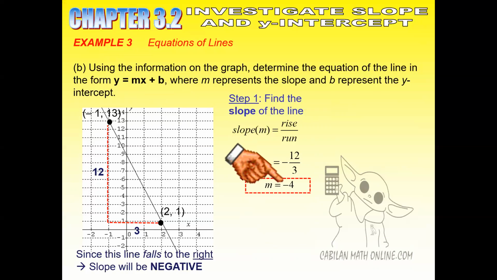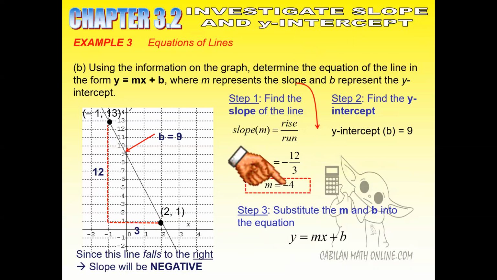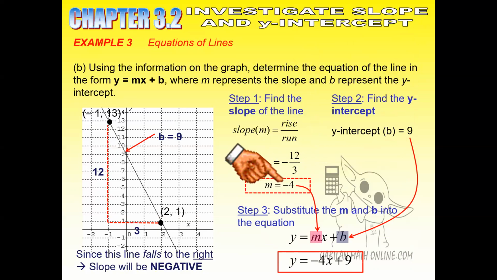All right, so step number 2, we're going to see where this line touches the y-axis. So if you look at the y-axis here, which is the axis going up and down, you notice it touches the y-axis at 9, so that's our b value. So let's wrap things up here for step number 3. We're now going to replace the m here with a negative 4 and the b here with a 9. So the equation of that line that you see on the screen as well as in your notes is going to be y equals negative 4x plus 9.